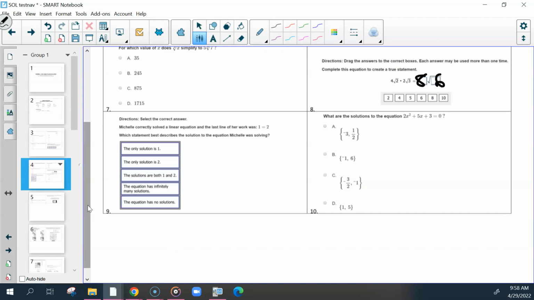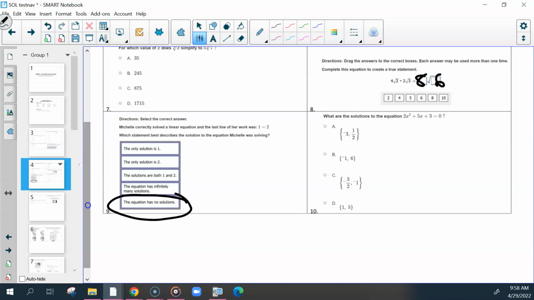Number 9 is something you would need to know. That's not something Desmos can help you with. If they solve something and the last line was 1 equals 2, what would the answer be? No solution? No solution, because those are not equal numbers. That's something you need to know. If it was 1 equals 1, what would that be? Well, I mean, the main is infinitely many. Say that again. Yeah.